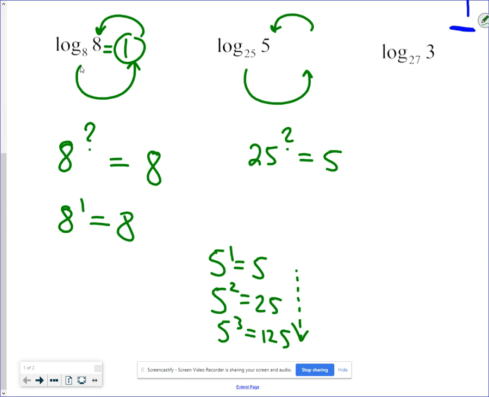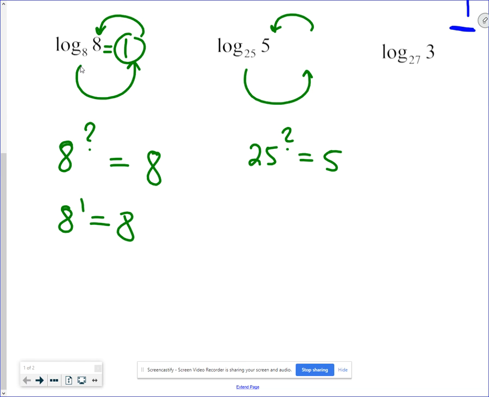Oops, no, I shouldn't have done 5. I should have done 25. So let's look at 25, sorry. 25 to the first power is 25. 25 to the second power is 625. Now, still these numbers are getting bigger. So that means my exponent on my 25 on the top up there for the question mark should be smaller than 1. So most likely it's going to be a fraction.